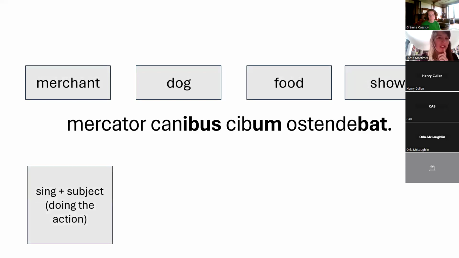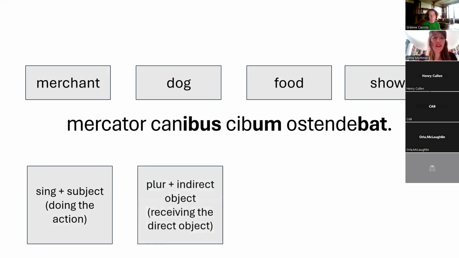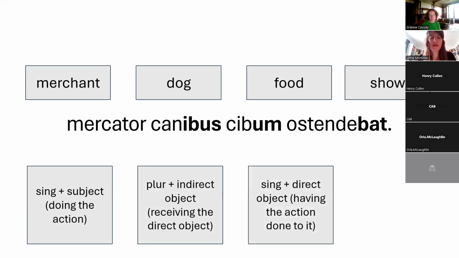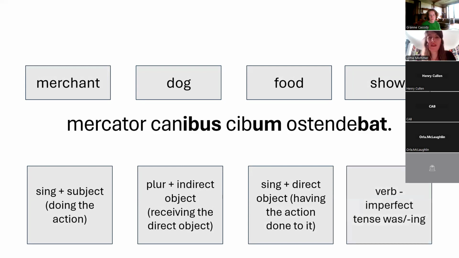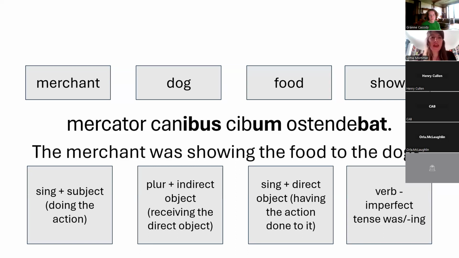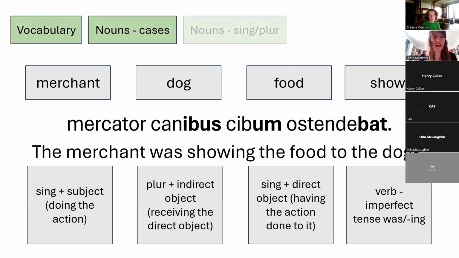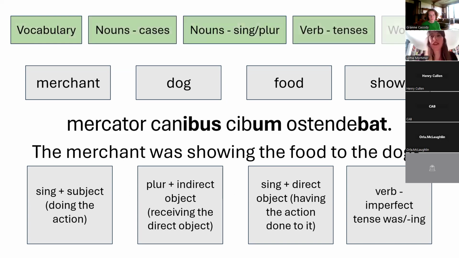I think I made this slide originally for non-specialists, so I haven't even used the words nominative and dative. So we know we've got a nominative, we've got a plural dative here, we've got a singular accusative, and then we've got a verb in the perfect tense. So our students have to know we've got some was or were plus -ing going on. So to be able to get our sentence, our students have to know the vocab, they have to know about noun cases, they have to know about singulars and plurals, they have to know about tenses, and you guys are over that one, word order.